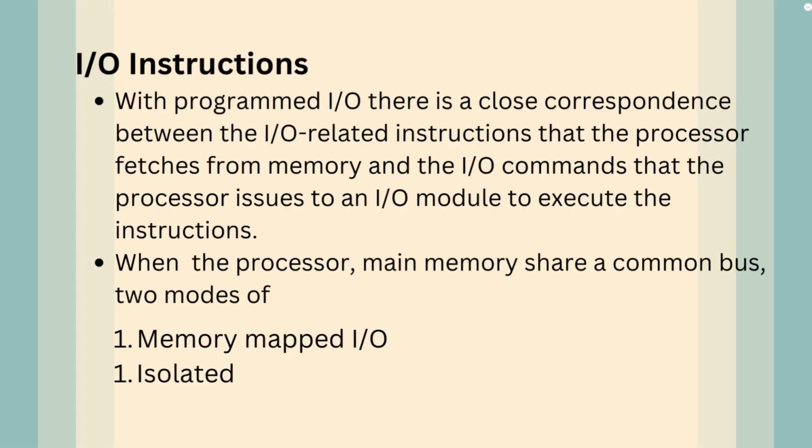The commands which users give to input-output module are called input-output instructions. The method that is used to transfer information between internal storage and external input-output devices is known as input-output interface. The CPU is interfaced using special communication links by the peripherals connected to any computer system. With programmed input-output, there is a close correspondence between the input-output related instructions that the processor fetches from the memory. When the processor and main memory share a common bus, two modes of addressing are possible. First is memory mapped input output, second is isolated input output.